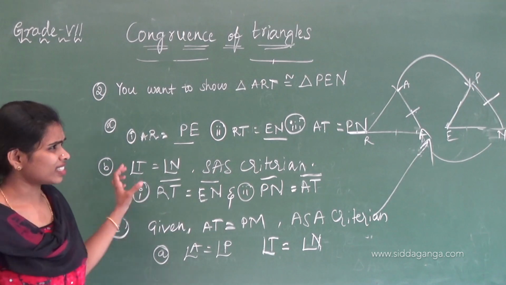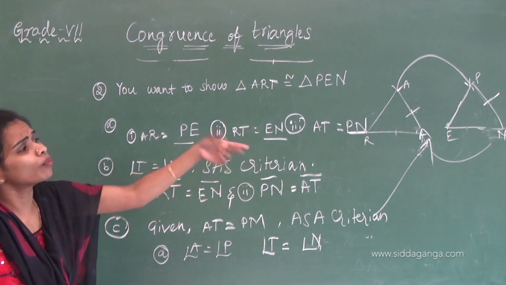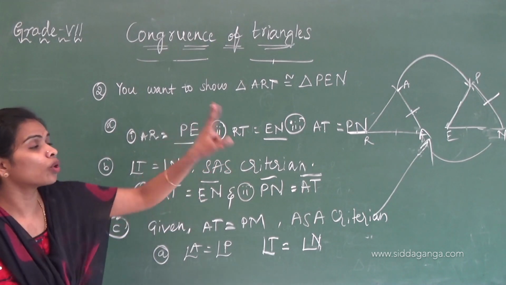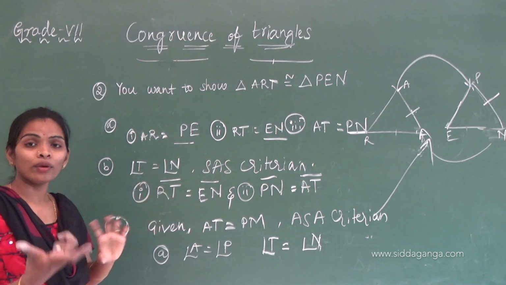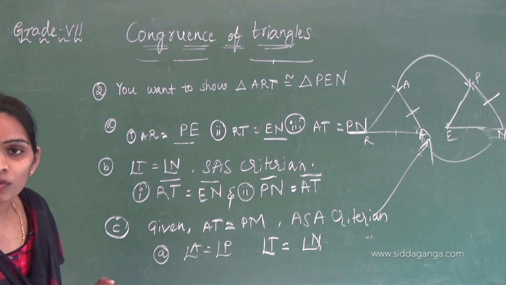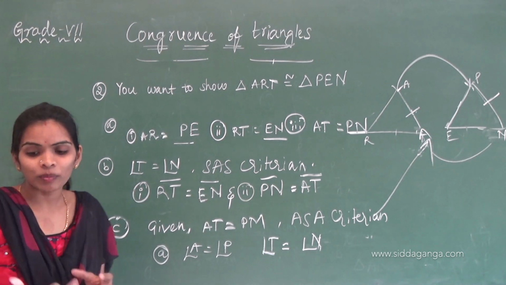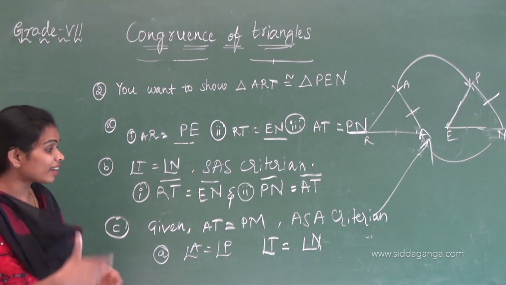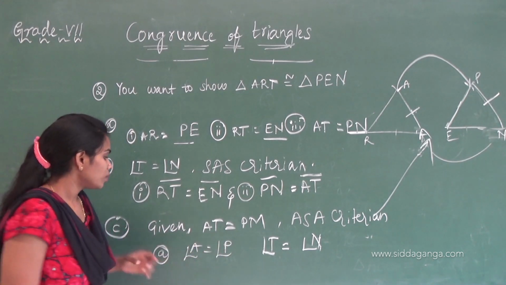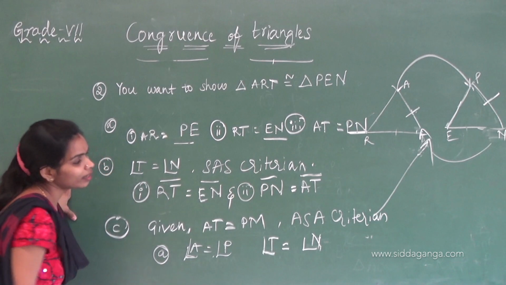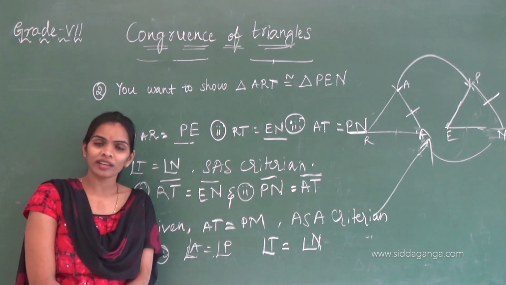Okay children, in this question they are giving two triangles and telling that these two are congruent by using different criteria. In the next class, you have to write the angles and sides directly, whether they are equaling or not. Okay, thank you children, thank you for listening.